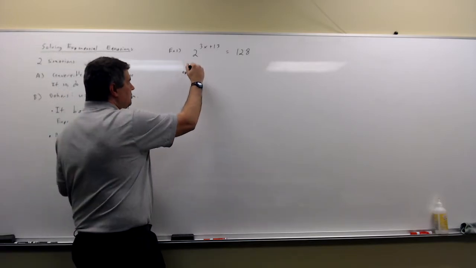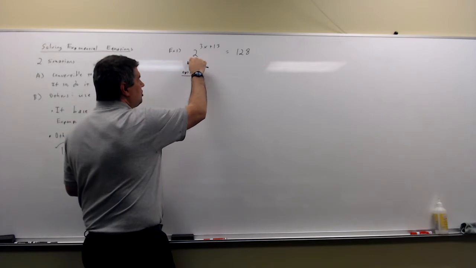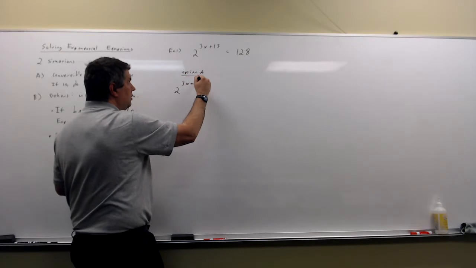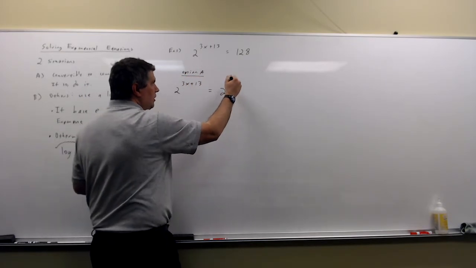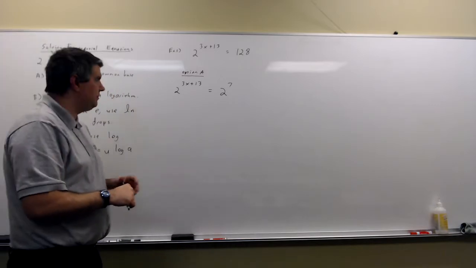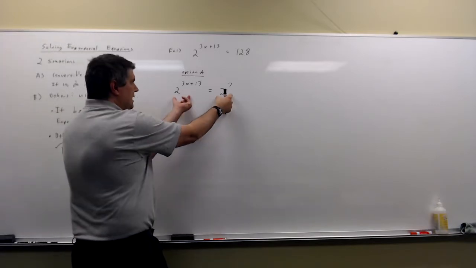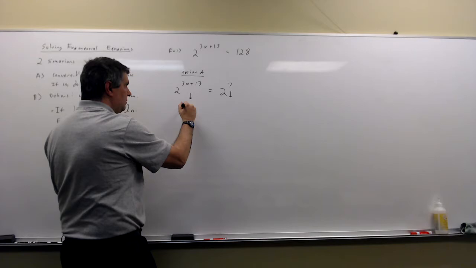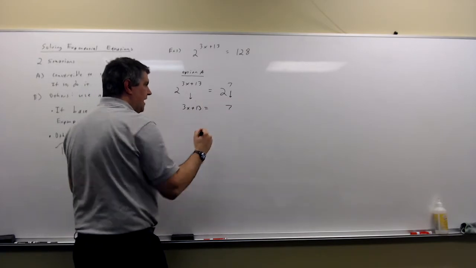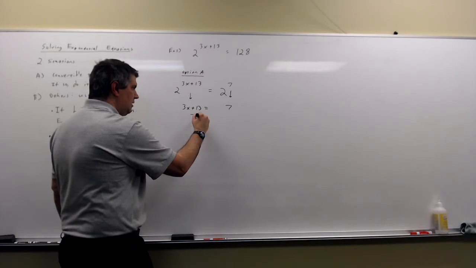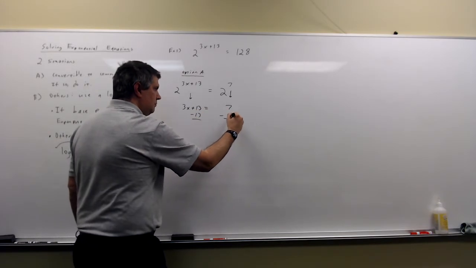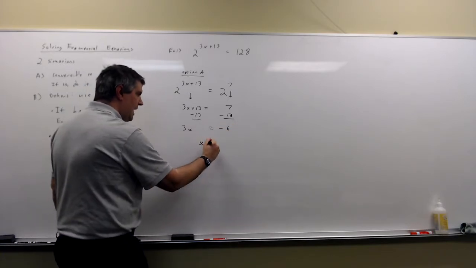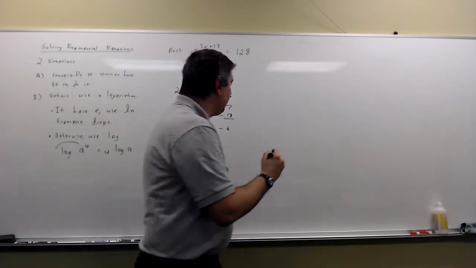So there's option A. That's the easiest because 2 and 128 are both convertible to a power of 2. 128 is equivalent to 2 to the 7th. Now, that being the case, if this equals this, and the base equals the base, that requires the exponent to equal the exponent. 3x plus 13 is 7. Subtract your 13, and 3x is negative 6. Divide off the 3, divide off the 3. x is negative 2.